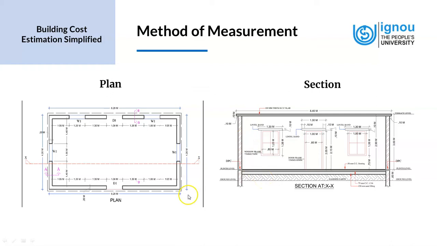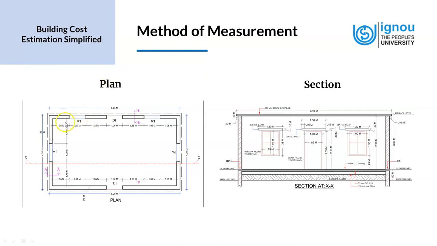In this detailed drawing, we have detailed dimensions of the room, which show that the width of each window is 1 meter. The dimensions of the doors are also given. The width of each door is also 1 meter.